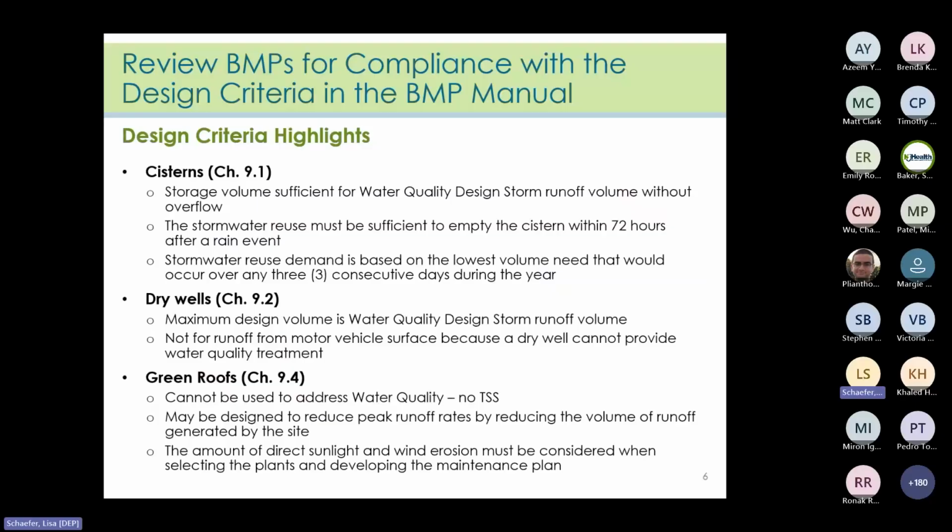So here are some important highlights of the design criteria from some of the BMP chapters, but please refer to the full chapters for the additional details. Cisterns: if you want to design a cistern, the design storage volume needs to be at least that of the runoff generated by the water quality design storm. But the cistern also needs to be emptied by the reuse demand within 72 hours.